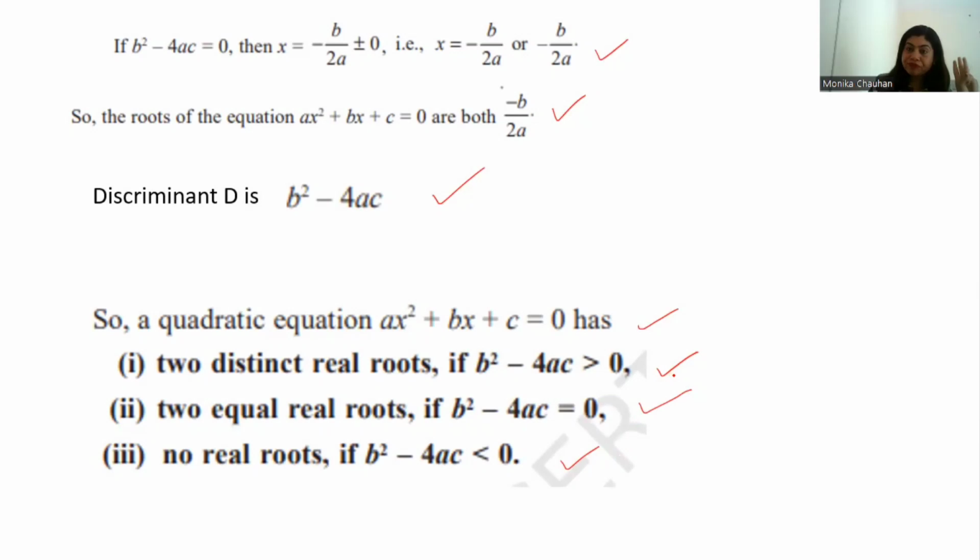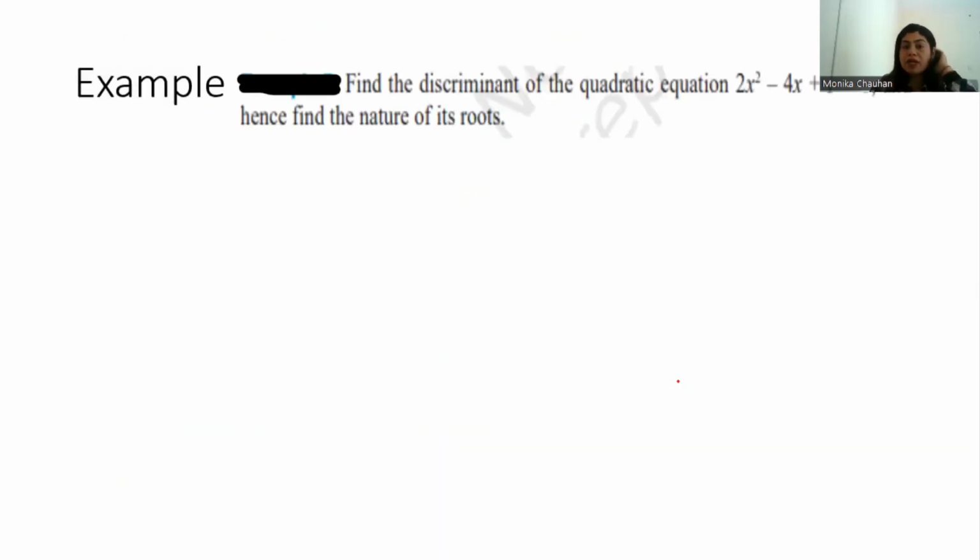So there are three things you have to remember. You have to calculate the discriminant first to understand. If b square minus 4ac is greater than 0, you have two distinct real roots. When it is equal to 0, you have two equal, repeated real roots. And when it is less than 0, there are no real roots. So let's calculate one of those questions where you have to find out the discriminant.